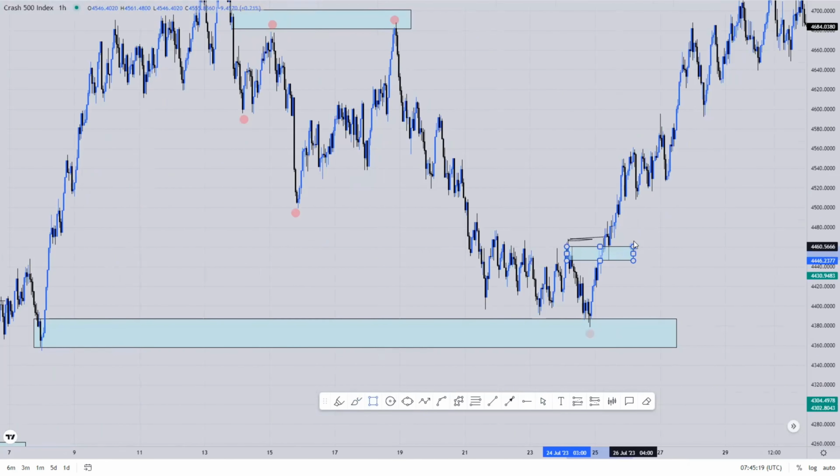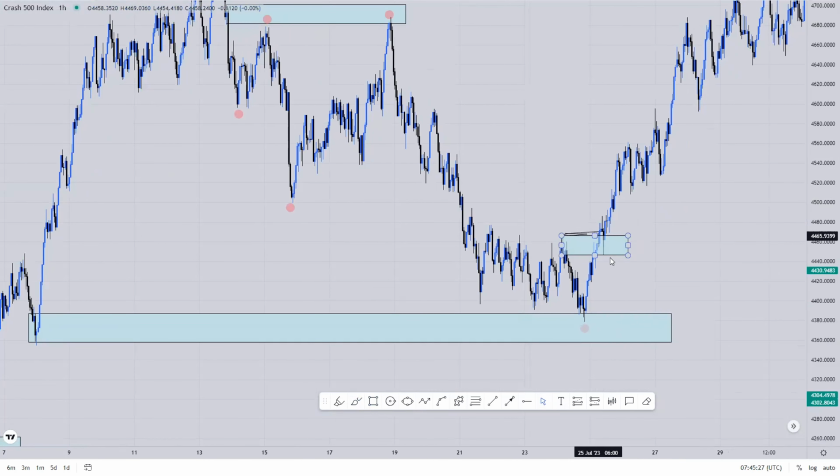There was this breaker block that you could have entered simply on the breaker block, stop loss below it. Someone might ask, what if it breaks the breaker block? If it breaks the breaker block, it breaks the breaker block. It means you just take a re-entry around here, around the fair value gap or the order block, if ever it came there, right? So you would have taken the buy there.